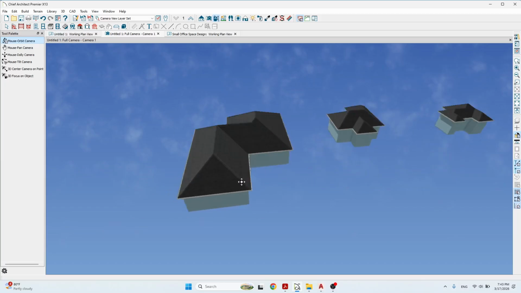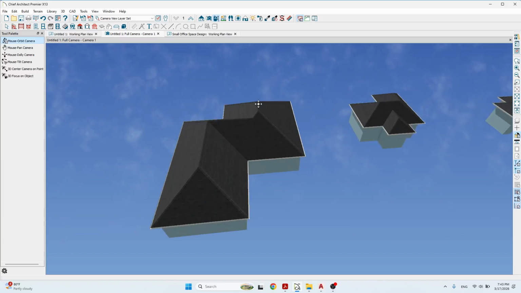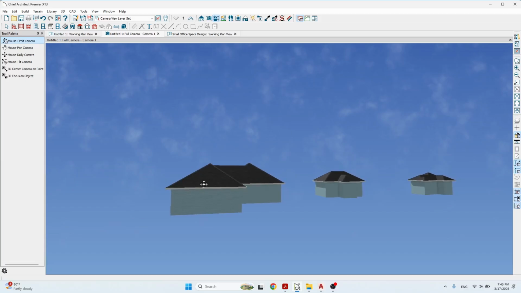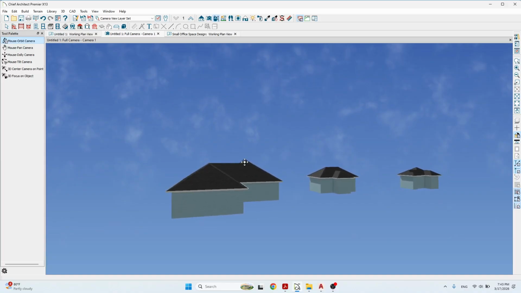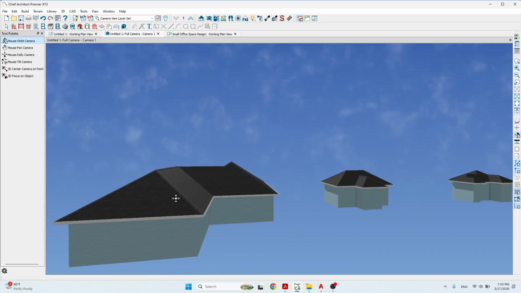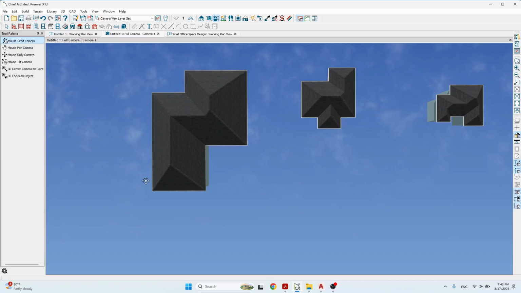Notice we have this ridge right here, and we have this ridge over here. If we look at it from the front, we can clearly see that this ridge is slightly lower, right? It is slightly lower than this ridge over here. This one is a little higher. And that is simply because this side of the building is longer than this side. All right, so that's a simple explanation.